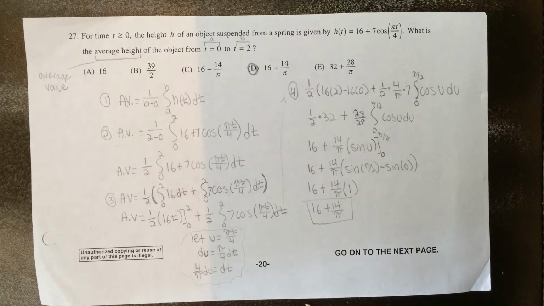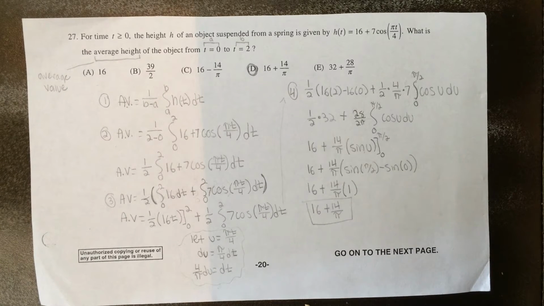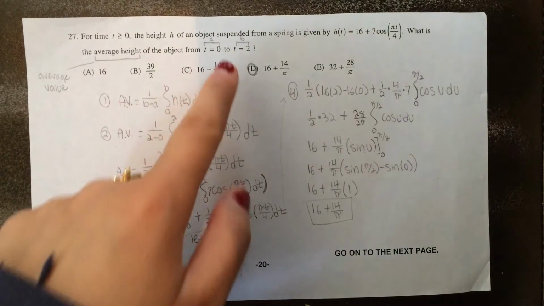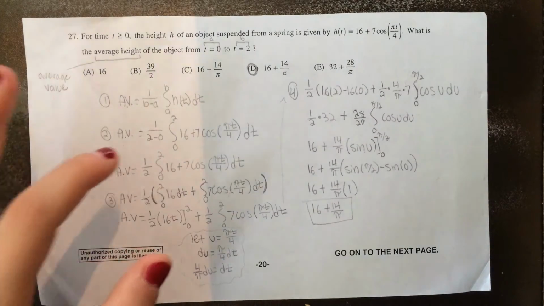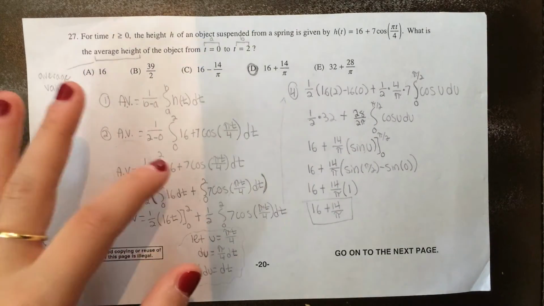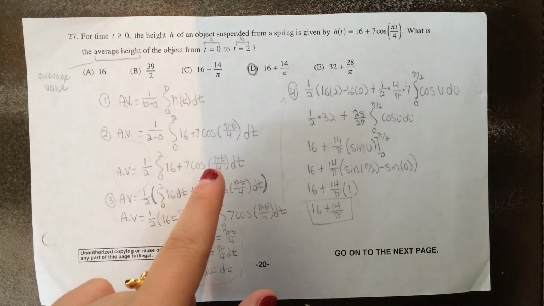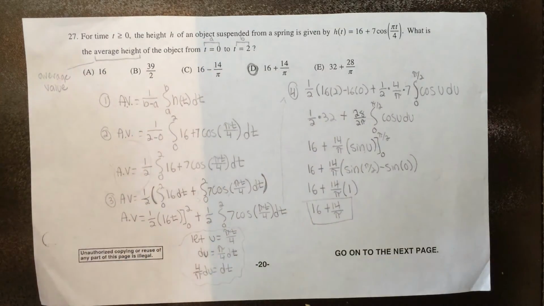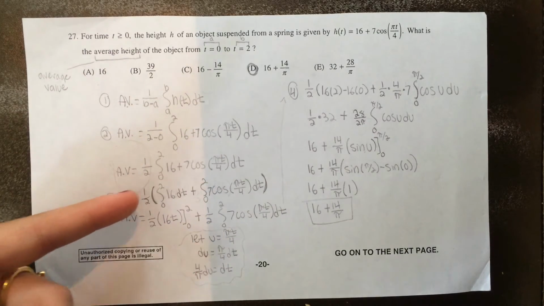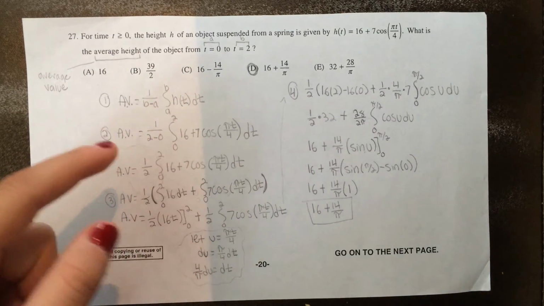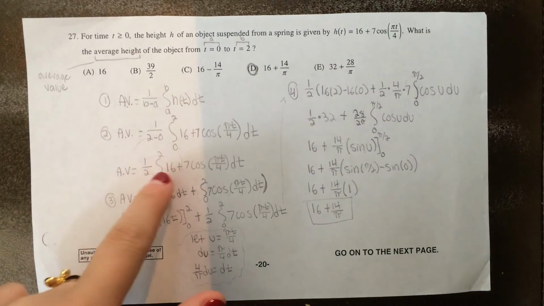Okay, so when I saw average height, I thought average value. So the average value is 1 over b minus a times the integral from a to b of h of t dt. I labeled t equals 0 to be a and t equals 2 to be b. Then average value equals 1 over 2 minus 0 times the integral from 0 to 2 of 16 plus 7 cosine of pi t over 4 dt. The 1 over 2 minus 0 goes to 1 half, which I wrote here.